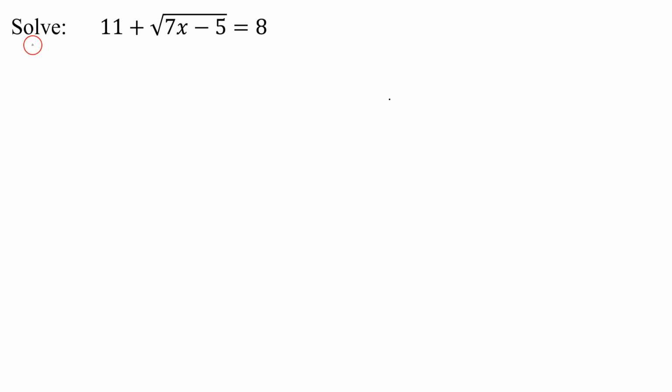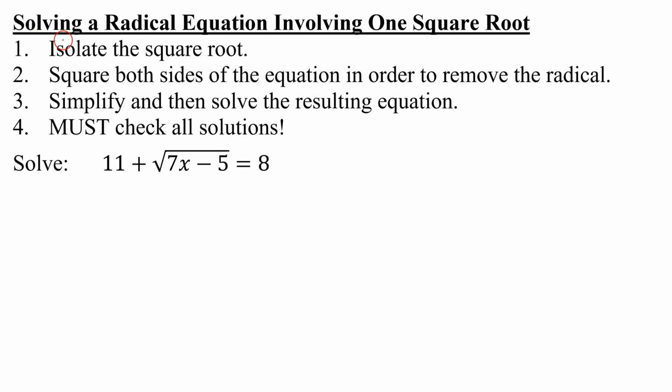In this problem, I'm asked to solve the equation 11 plus the square root of the quantity 7x minus 5 equals 8. What type of equation do I have here? It's a radical equation because I have a square root in it. And how many square roots are there? 1. So let's quickly review the steps on solving a radical equation involving one square root.